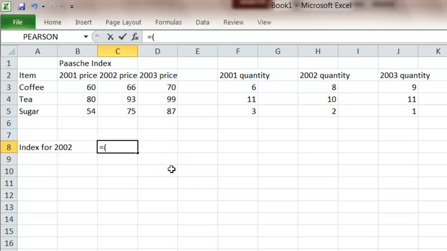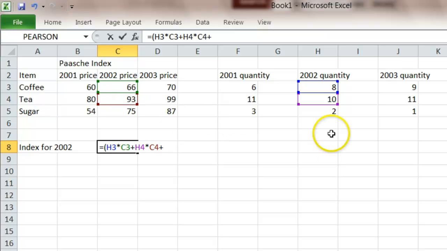I've got to work out the 2002 basket, which is 8 lots of 66 plus 10 lots of 93 plus 2 lots of 75. That's the total cost of the basket in 2002 with the amounts that were bought in 2002.